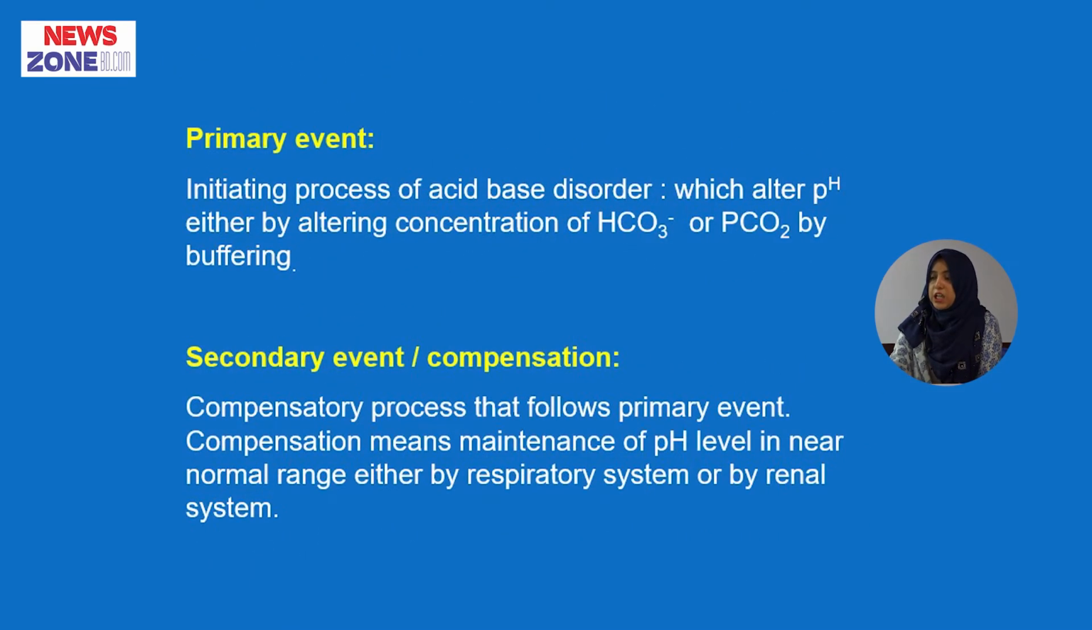Primary event: the initiating process of acid-base disorder which alters pH either by altering concentration of bicarbonate or partial pressure of carbon dioxide by buffering. Secondary event or compensation: the compensatory process that follows the primary event. Compensation means maintenance of pH level in the near normal range either by the respiratory system or by the renal system.